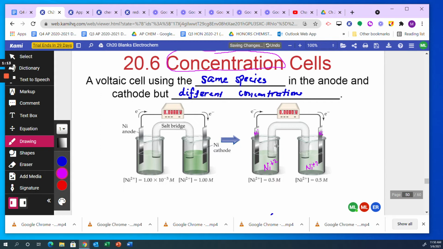But if it's the same species and the concentration is the same, the voltage will be 0, because the electrons will be wanted the same way in both beakers. So what we can do is change the concentration. It's the same species, but you will get a voltage because you have different molarities. Okay, so let's analyze this a little bit more.